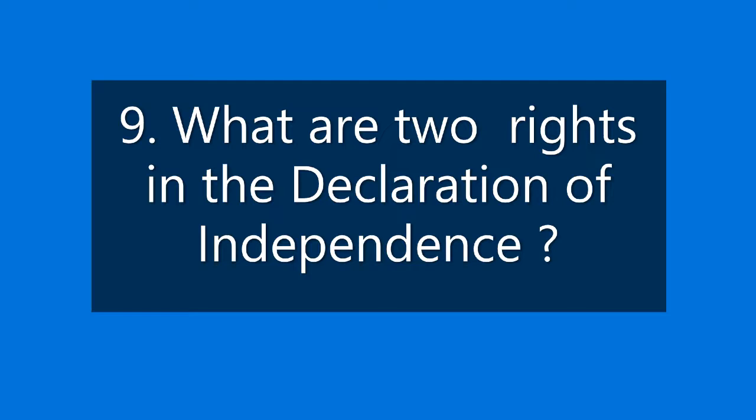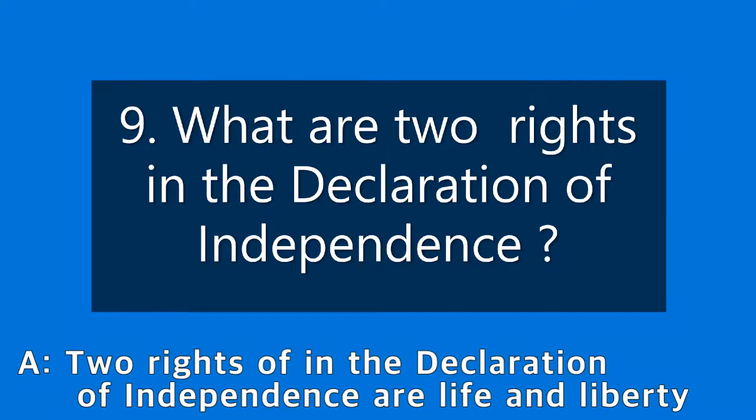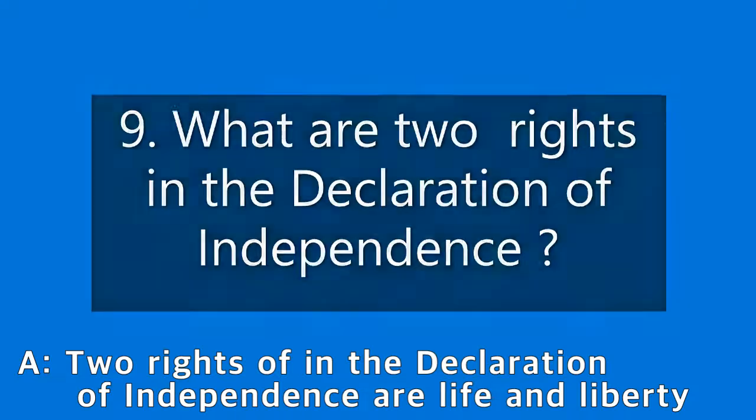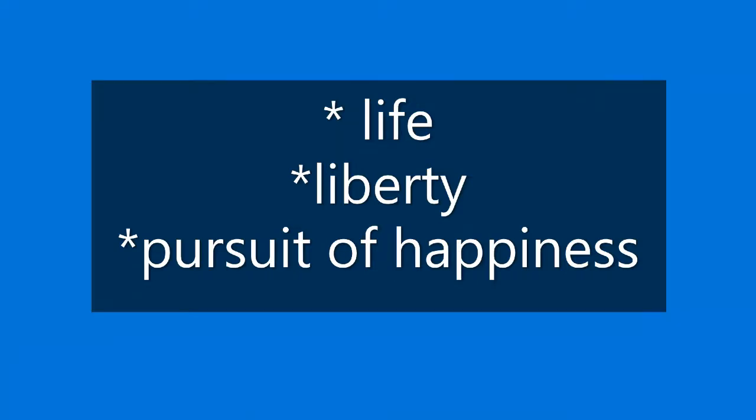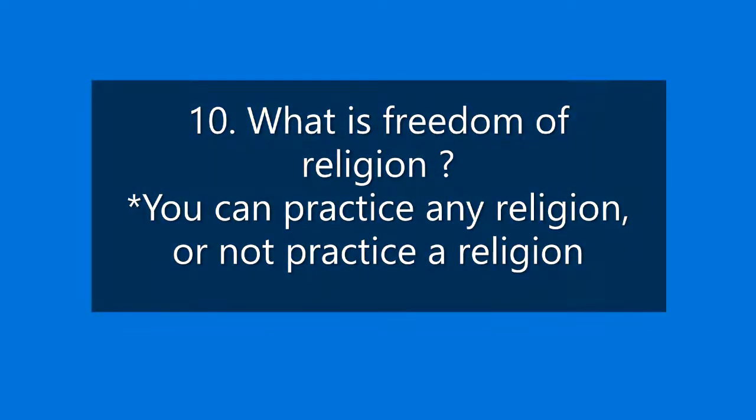Question number 9. What are 2 rights in the Declaration of Independence? The answer: 2 rights in the Declaration of Independence are life and liberty. Or you can say liberty and the pursuit of happiness, or life and the pursuit of happiness.